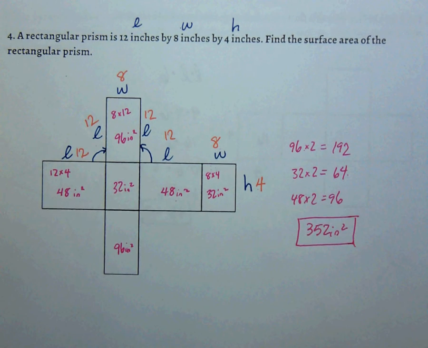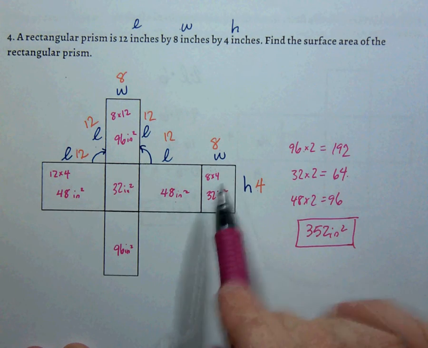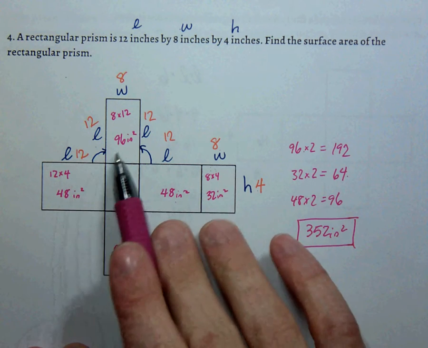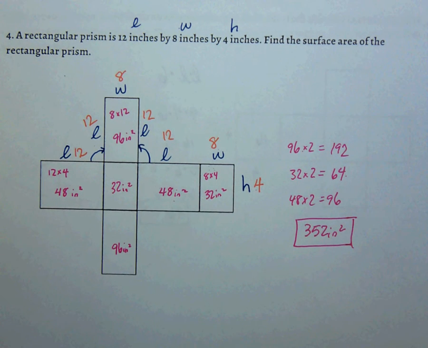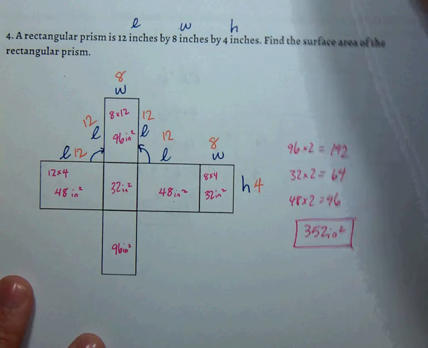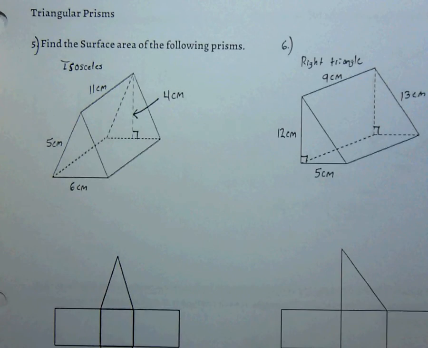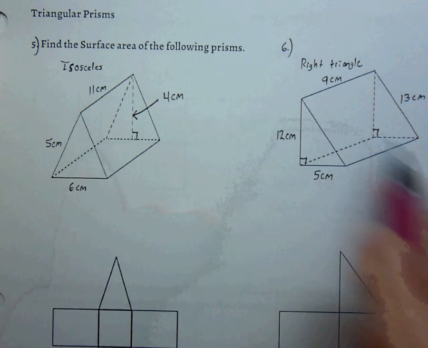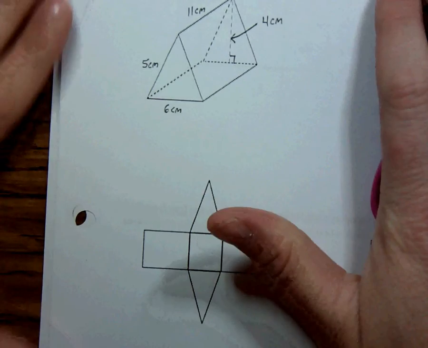All right. So again, I labeled my sides first. I found the area of each individual rectangle, and then I added it all up. Okay? So that's rectangular prisms. We're going to switch gears to triangular prisms. So I want to find the surface area of this shape, this geometric solid, and this geometric solid. So I'm going to only worry about 5 first.